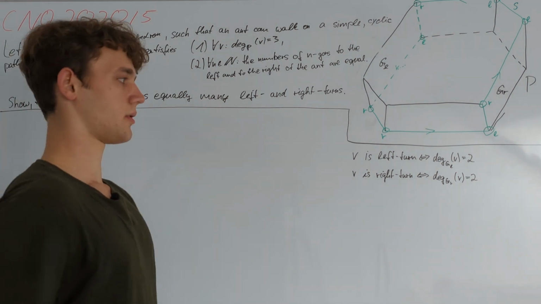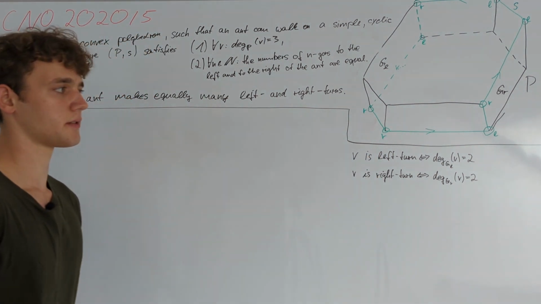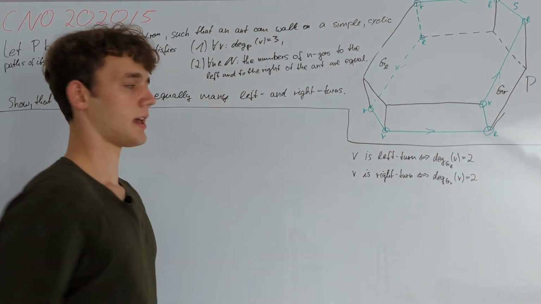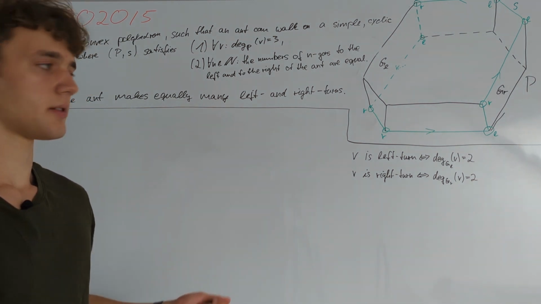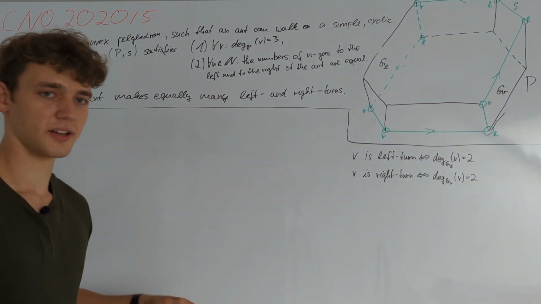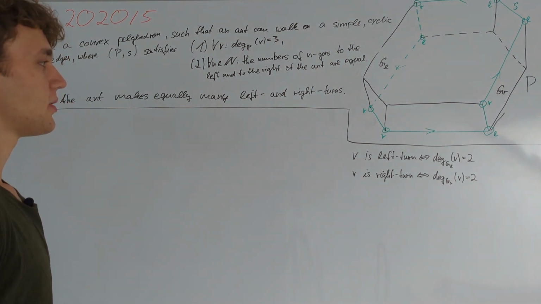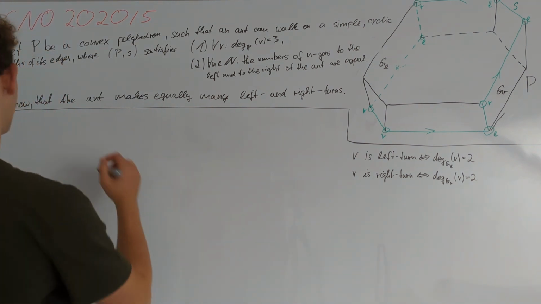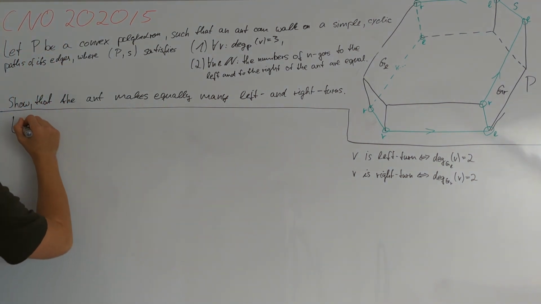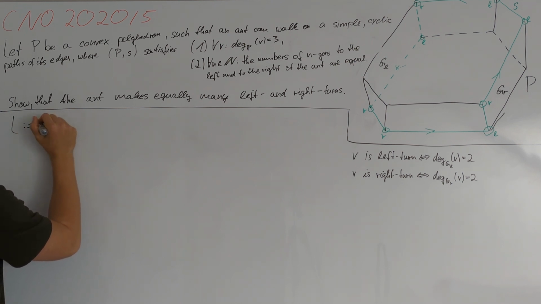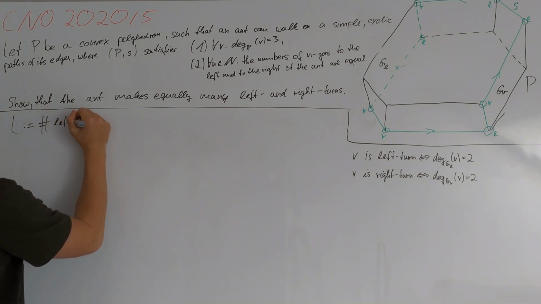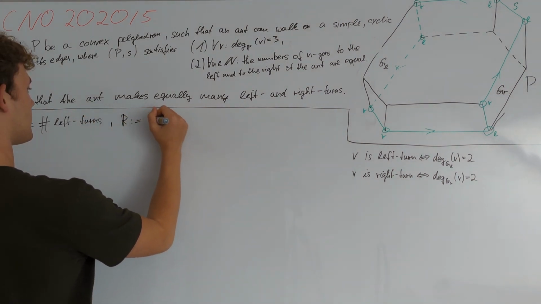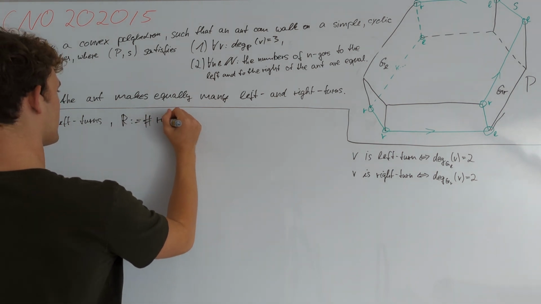Now we don't have to think about left and right turns, we only have to think about the vertex degrees within the graphs GL and GR. And with that we can finish the problem, but we are not yet there at all. We have to first introduce some notation. So first of all, which is really important, let L be the number of left turns and R be the number of right turns.